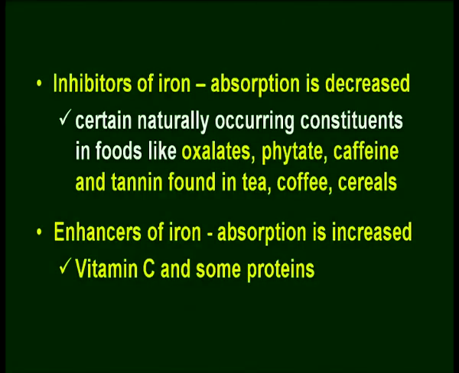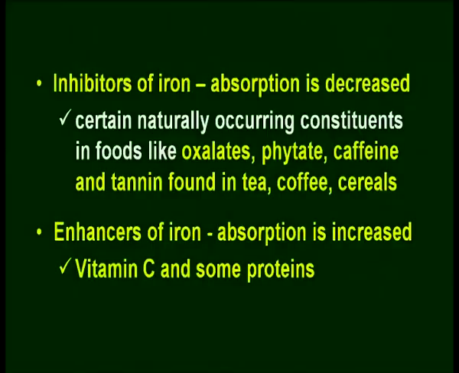We have just mentioned the inhibitors, which decrease the absorption of iron. Certain naturally occurring constituents in foods, like oxalates, phytates, caffeine and tannin, which is found in tea, coffee and cereals in enough amount, hamper the absorption of iron. But at the same time, vitamin C and some proteins can increase iron absorption. That is why they are also known as enhancers of iron.